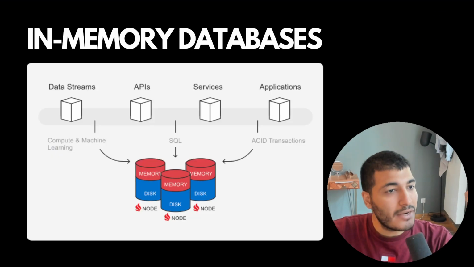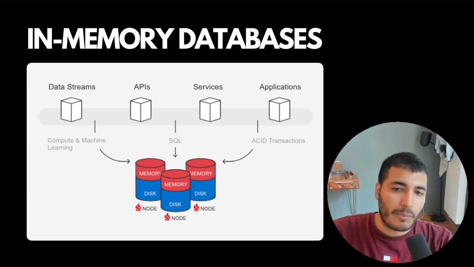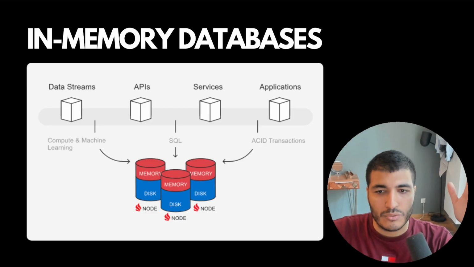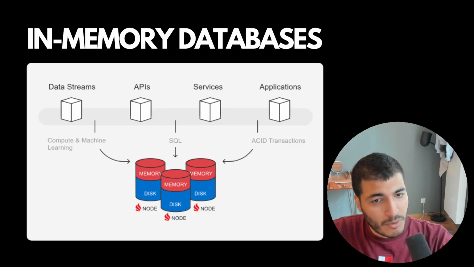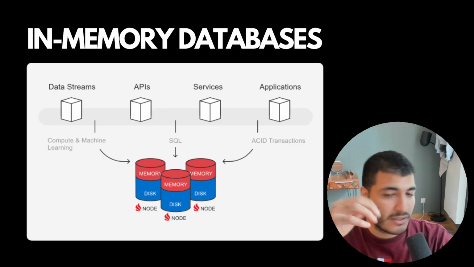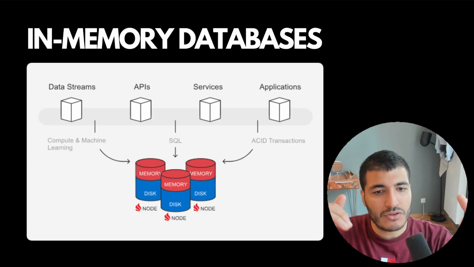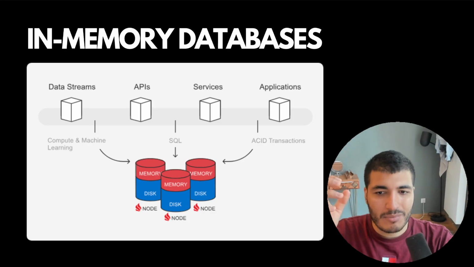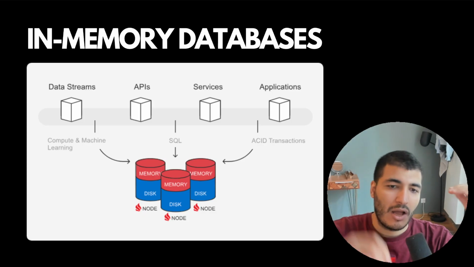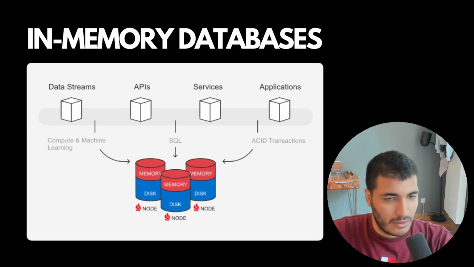Next, we have in-memory databases. In-memory databases take a different approach by storing data directly in the computer's main memory instead of on the disk. So this eliminates the slow disk I/O operations, resulting in extremely fast data processing and low latency. However, this speed comes at a higher cost per gigabyte, and data persistence requires specific configuration.